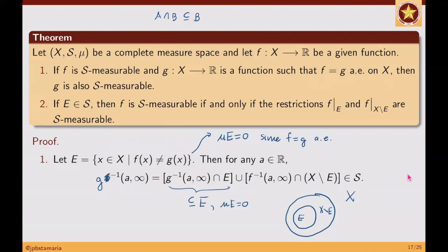Pagkatapos, dahil si X ay complete measure space, lahat ng subset ng E dapat measurable. So, nasaan siya? Ito dapat nasa S, kasi si X ay complete. Doon na pumasok yung pagiging complete. Ito naman, si F na nga kasi ay given to be measurable. So, kahit na ito yung F inverse, ito yung nasa S. Ang E nasa S. Kaya ito ay nasa S.